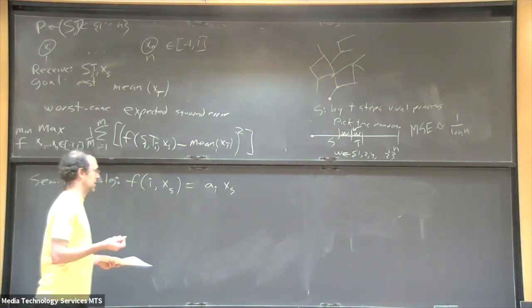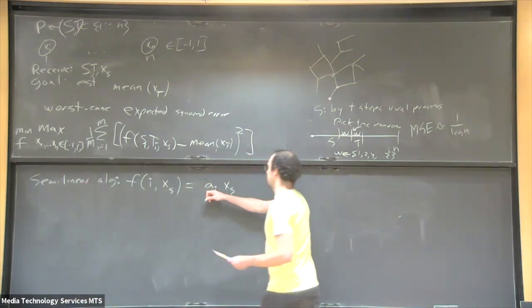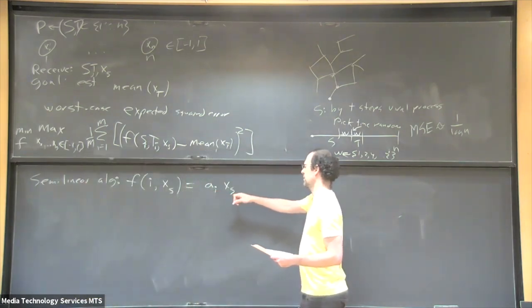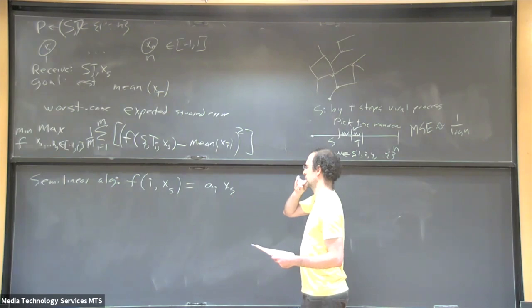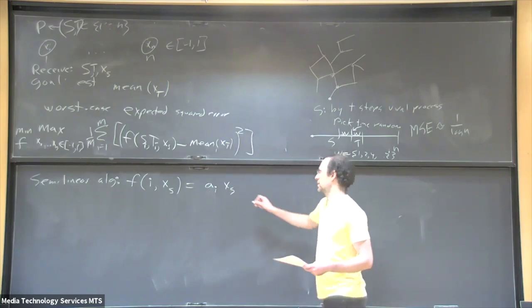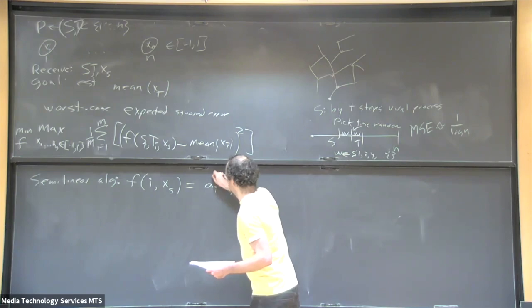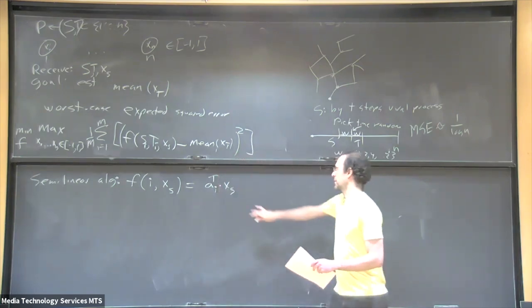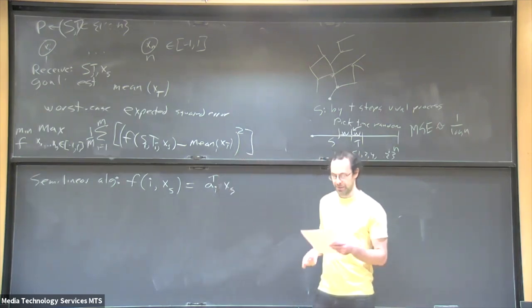Just for sanity's sake, Ai and Xi are now matrices, or vectors? No, it's vectors. Ai is a vector. Oh, that's an inner product. Yes, inner product, thank you. I'll put a transpose here. Transpose, yes. Okay, great.